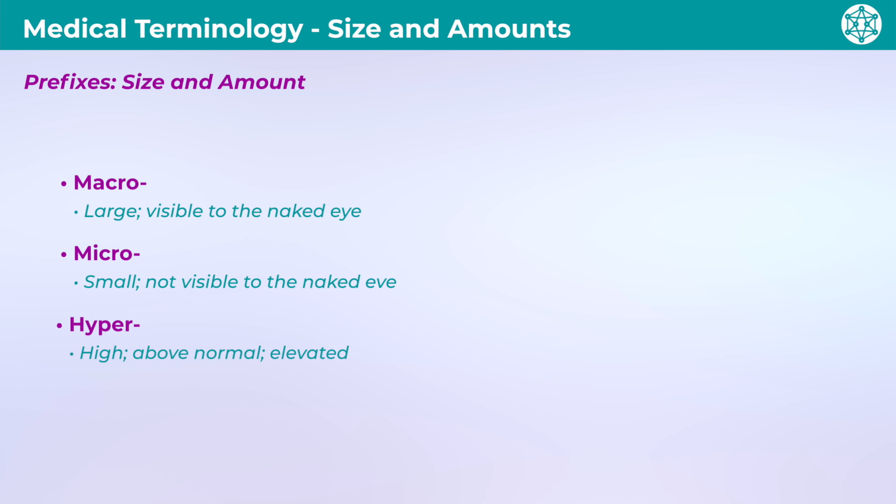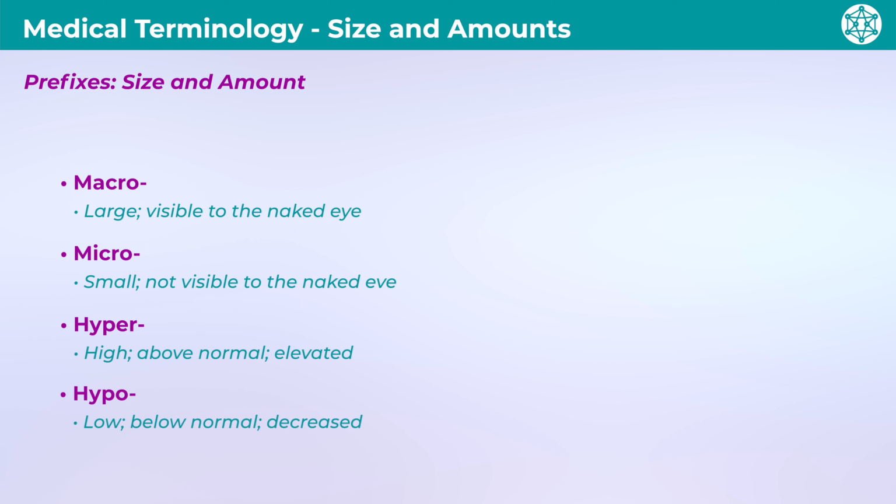Some other words are about amount and size. One is hyper. Hyper just means high, above normal, or elevated. And the opposite of hyper would be hypo. So that means low, below normal, or decreased. A couple other prefixes that you may not be aware of: one is eu or normo, and that just means that the condition is normal. So you could be euthermic instead of hypothermic. You're euthermic, so you're at a normal body temperature.